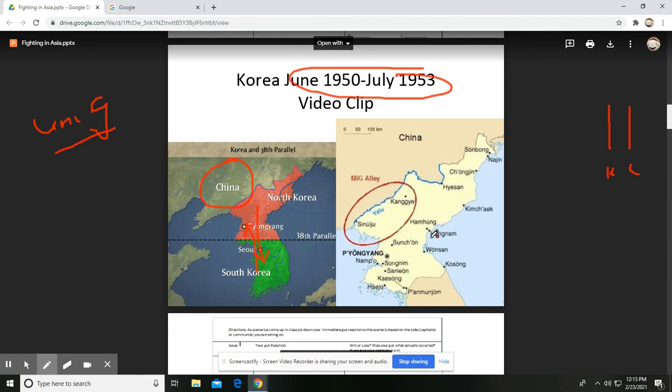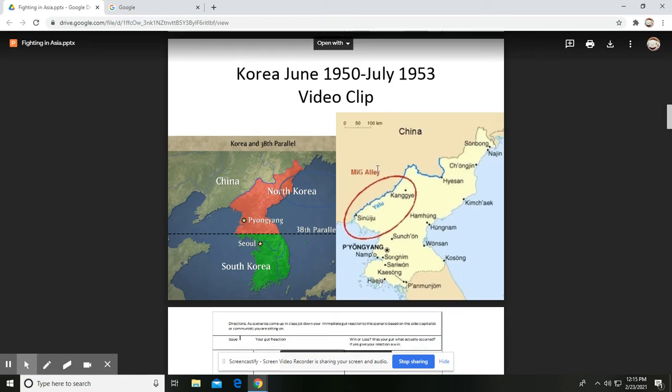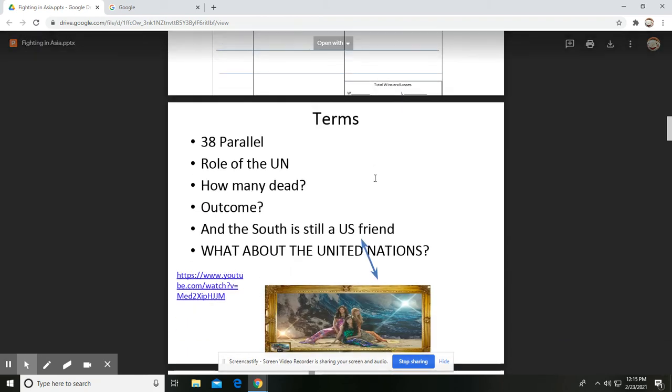The documentary also talked about the Yalu River and how China issued a threat that if UN forces proceeded north, China would take this as an act of aggression and enter the war on North Korea's behalf. So that's probably part of the reason why there is a stalemate. So let's take a look. You want to focus on the role of the United Nations.